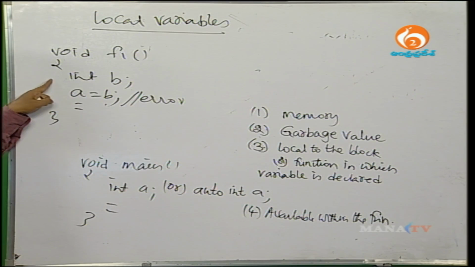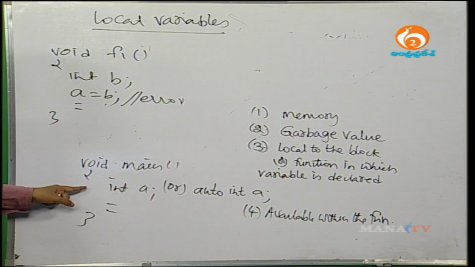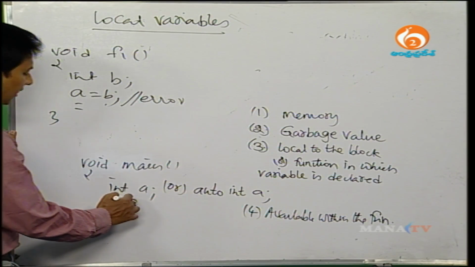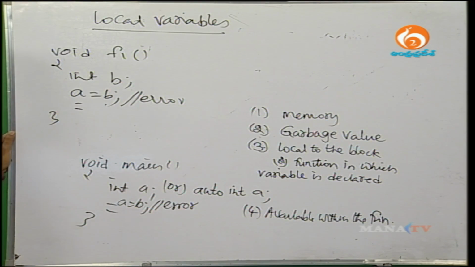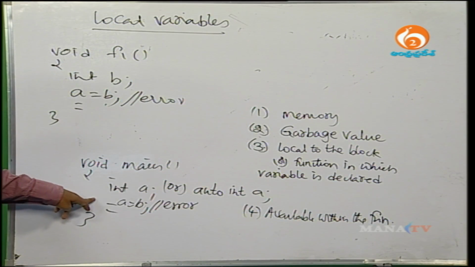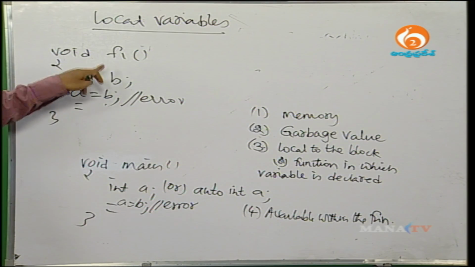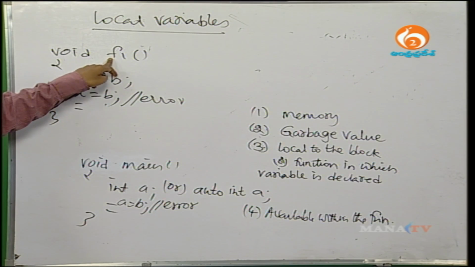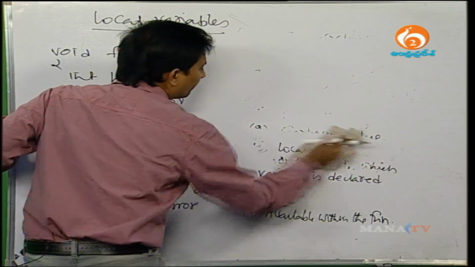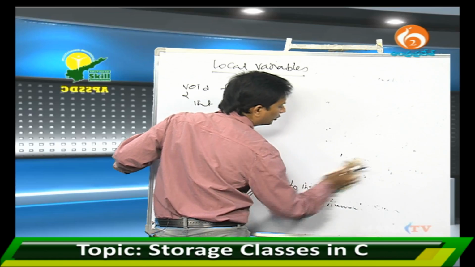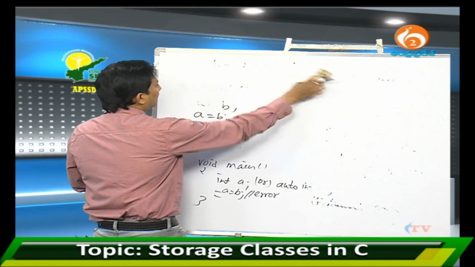So a is not visible to the f1 function, and vice versa, b is also not visible to the main function. If I try to write a equal to b here, it also leads to an error, because b is not visible to the main function, b is local to the f1 function. Next, another example I will write here. Now we are talking about automatic variables. It is a part of the storage classes.